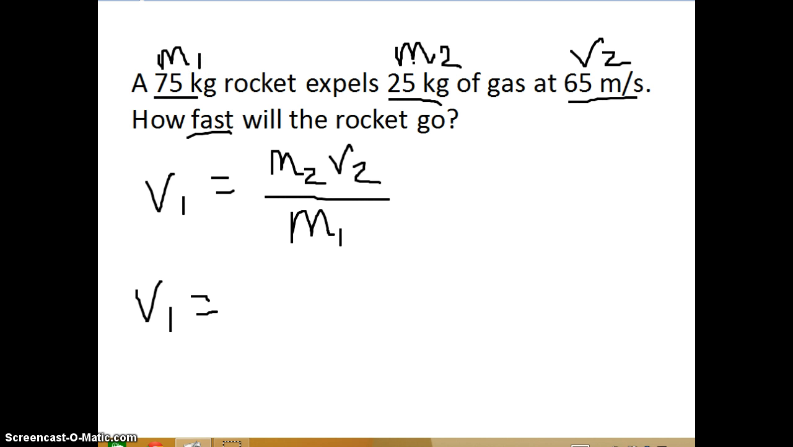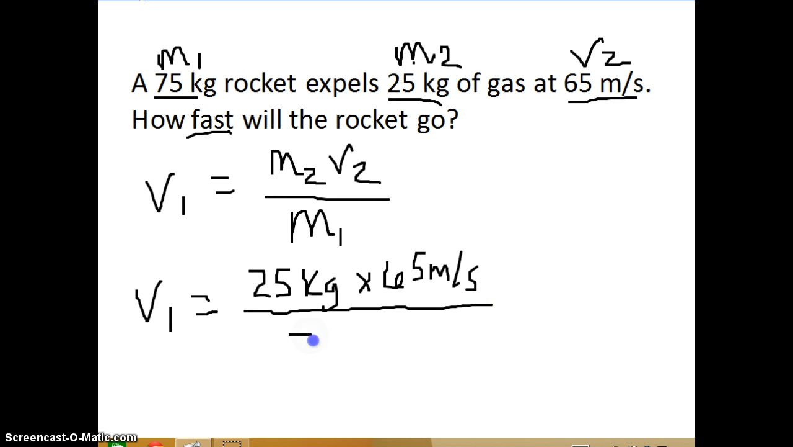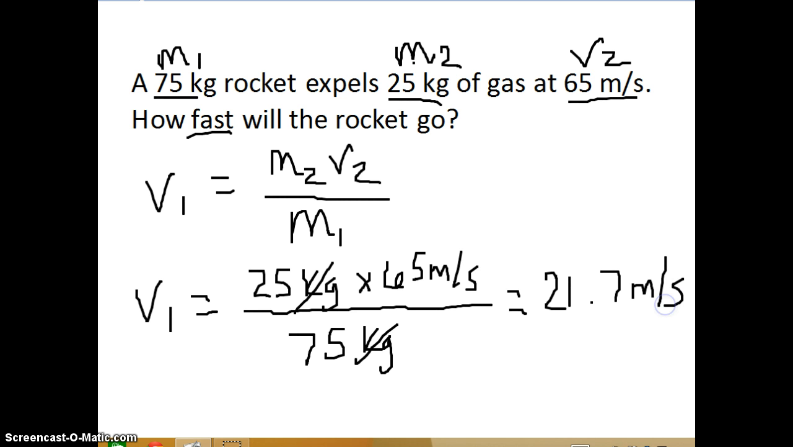So we're going to have 25 kilograms times 65 meters per second over 75 kilograms. So you want to take 25 times your 65, and then you will divide by 75. And you get 21.7, and the kilograms cancel out, and you'll be left in meters per second. That's it.